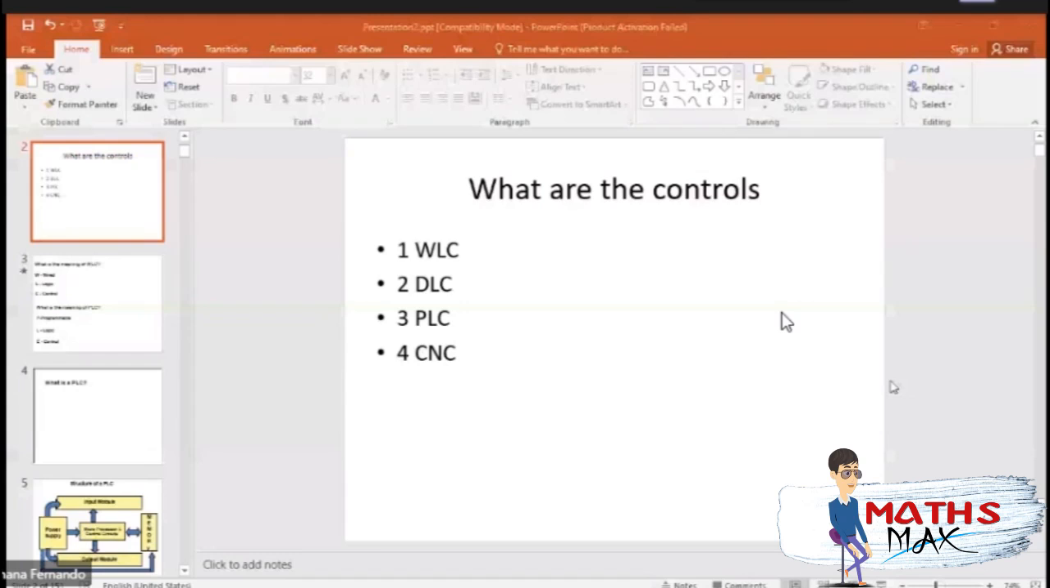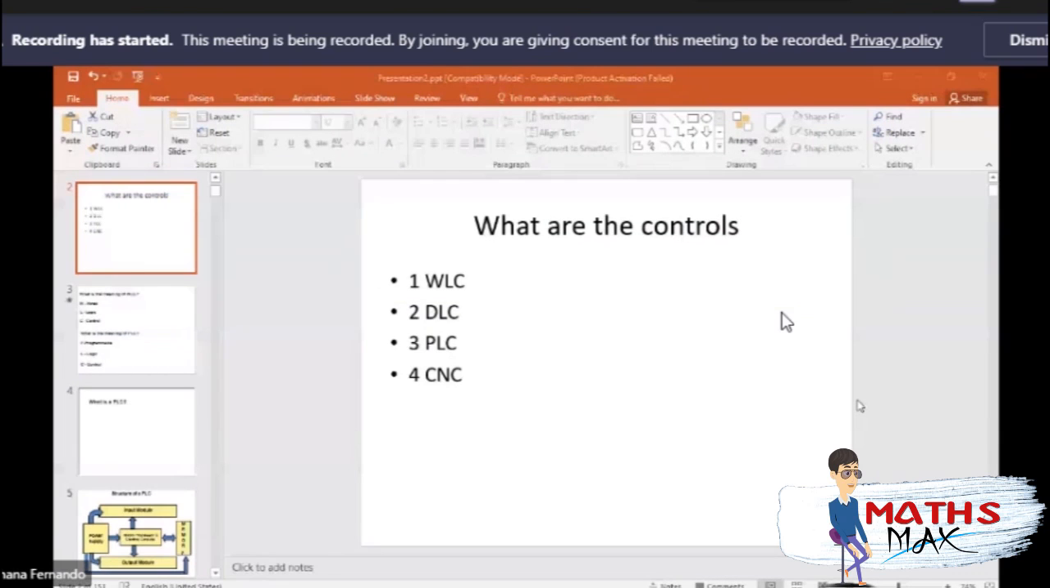So WLC. What is WLC? We all are aware and familiar with WLC. Even though we don't know we are dealing with WLC, we are all aware of it. So let us take an example: direct online motor starter. We call it DOL starter.